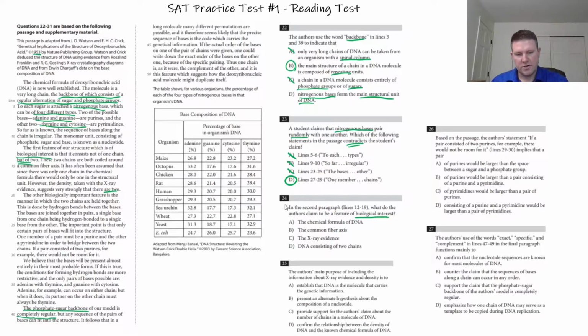So if we go through this, the chemical formula of DNA, no. Common fiber axis, no. X-ray evidence, no. It was the two-chainness that we really care about, right?